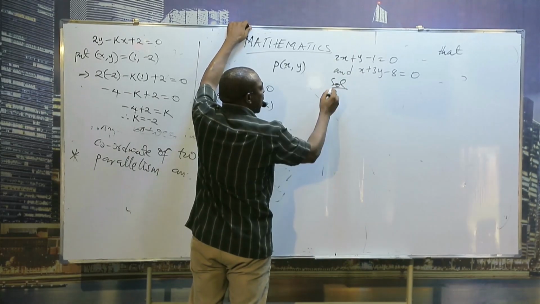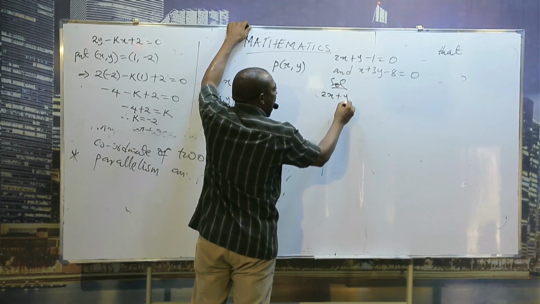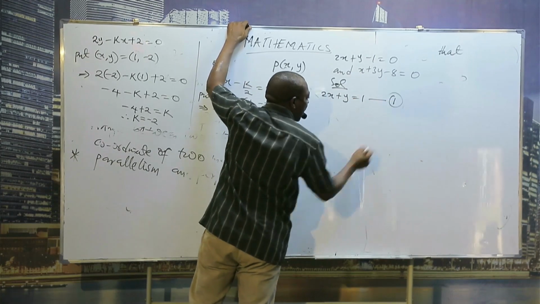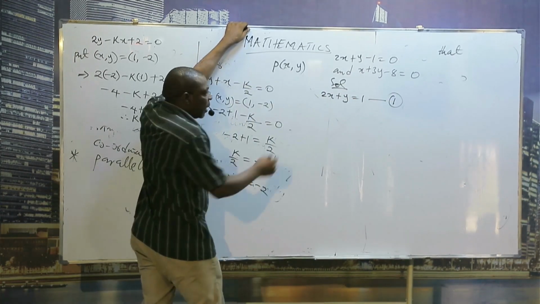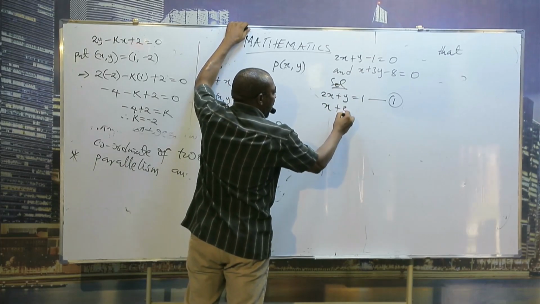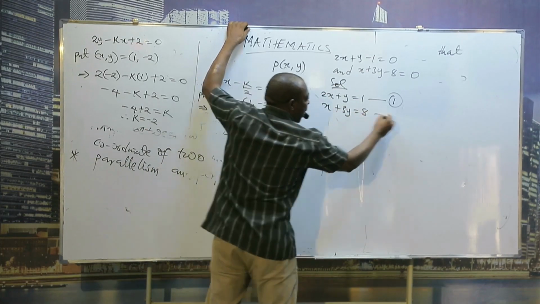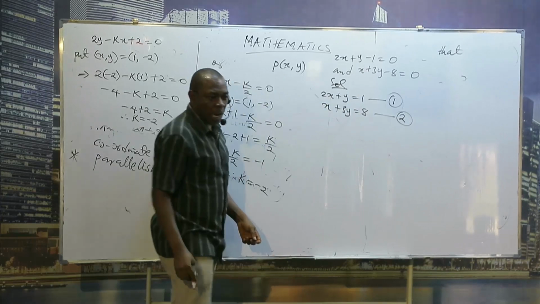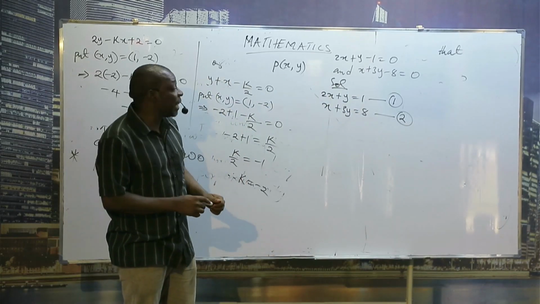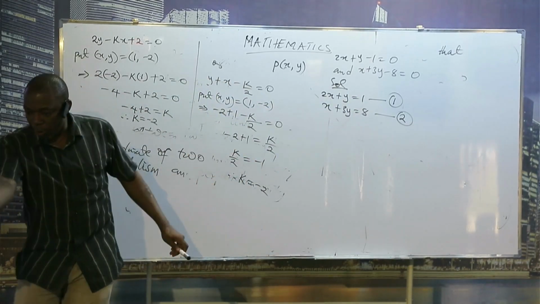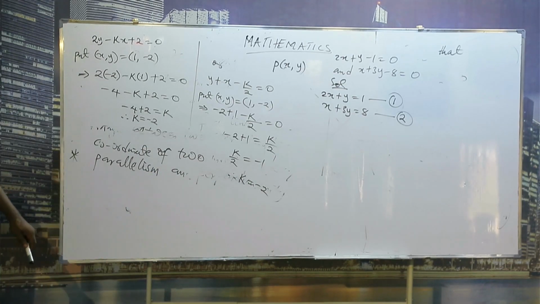Bring this equation. Let's go: 2x plus y equals 1, equation 1. Next, x plus 3y equals what? Equation 2. All right, let's watch it. Look at the equation. Is it balanced? Why is it not balanced?